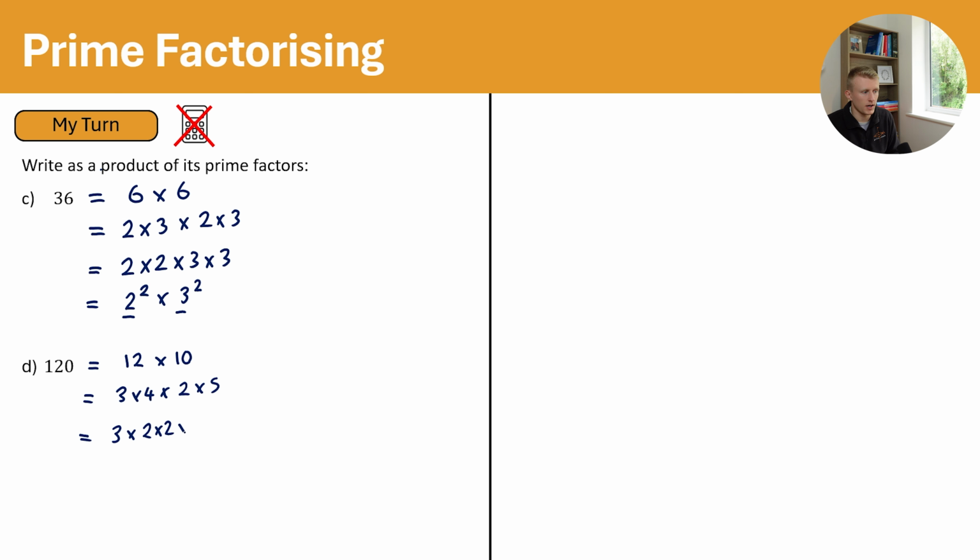And then write down my 2 and my 5 like I had before. Okay. Then what I can do is turn it into index form. I'm going to collect together my lowest prime number, which is 2. So I'll do 2 multiplied by 2 multiplied by 2 to give me 2 cubed. And then I'll multiply that by 3 and multiply that by 5. So it's in index form and it's in ascending order.